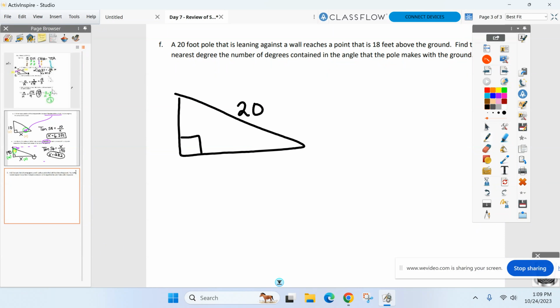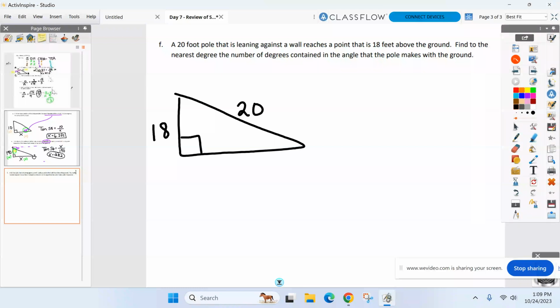Against a wall reaches a point that's 18 feet above the ground. Not on the ground, above the ground. So where should I put this 18? Vertical. Whoa, first time today doing this.